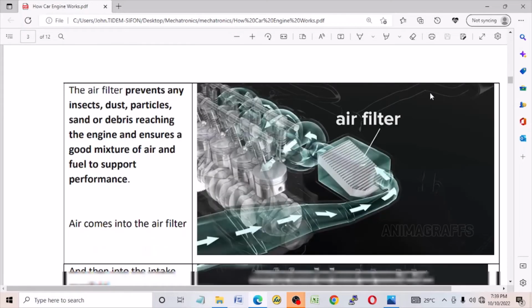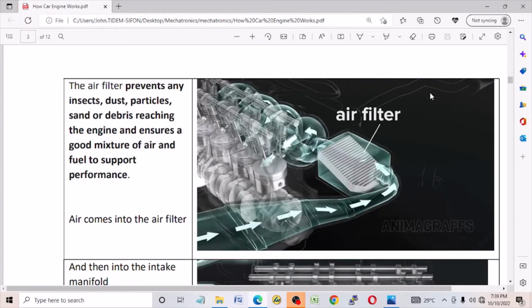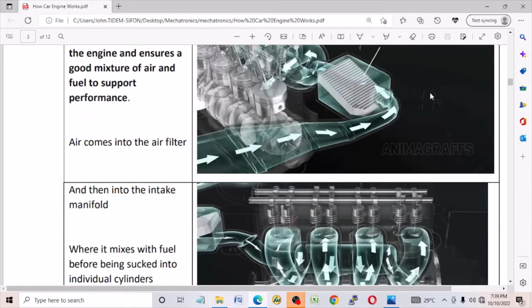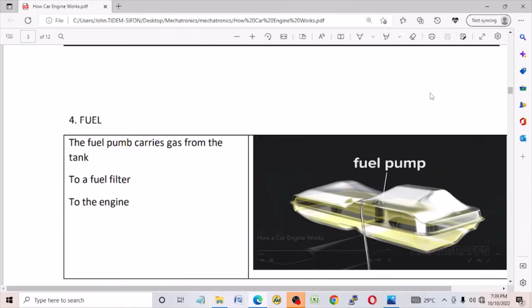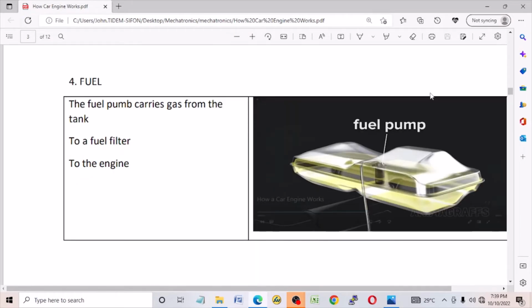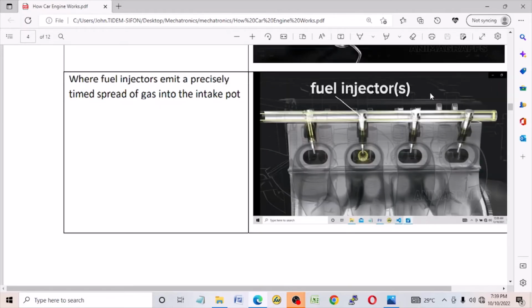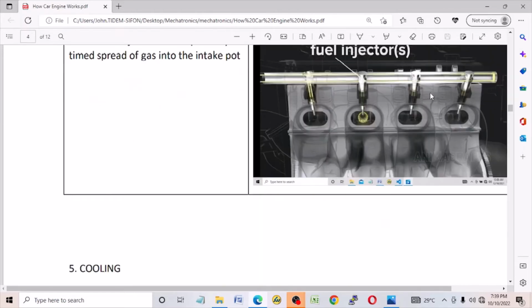The air intake. The air filter prevents any insects, dust, particles, sand, or debris from reaching the engine and ensures a good mixture of air and fuel to support performance. And then, of course, we talk about the fuel. The fuel pump carries gas from the tank to a fuel filter and also to the engine, where fuel injectors emit a precisely timed spray of gas into the intake port.